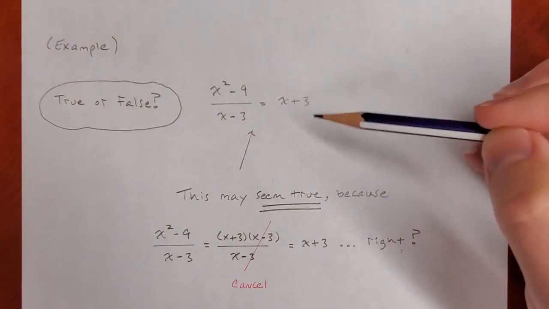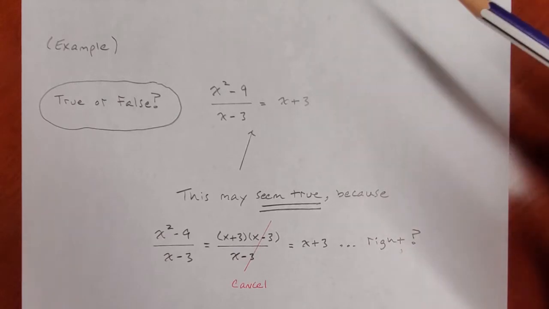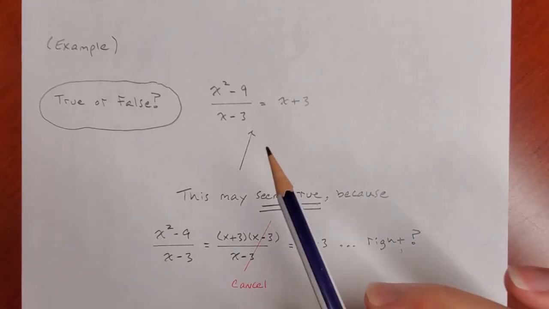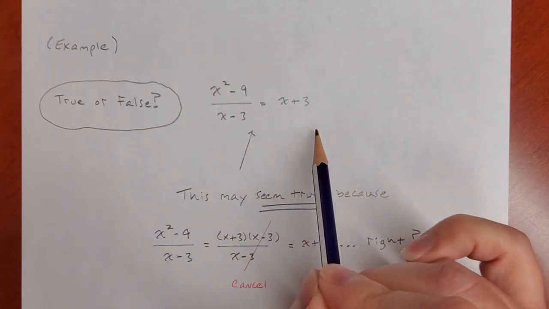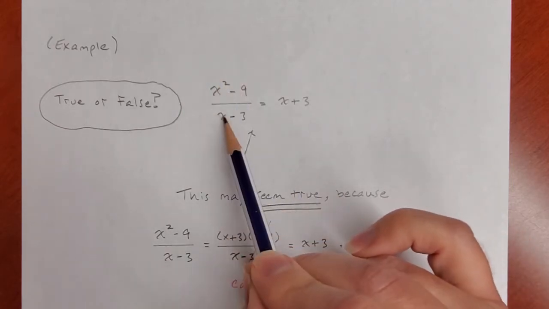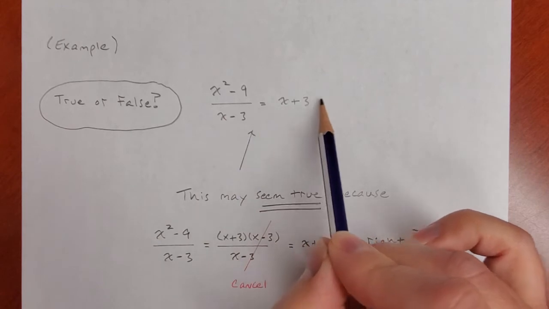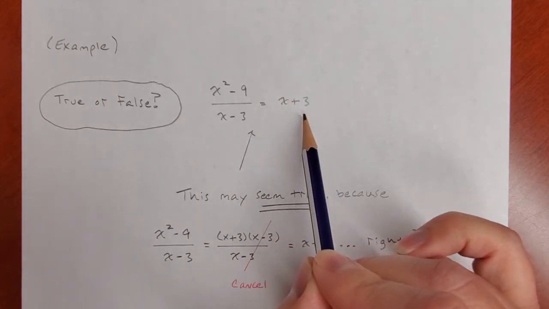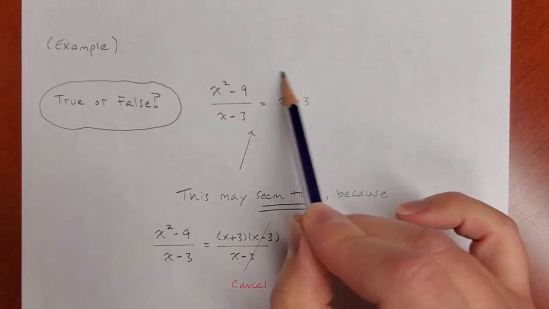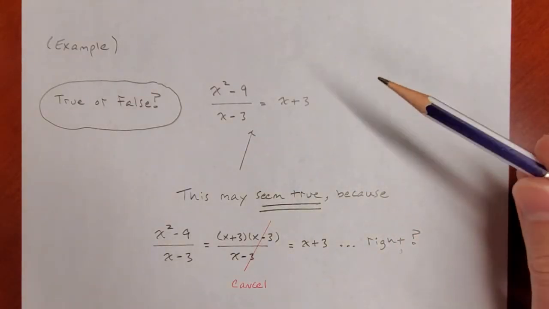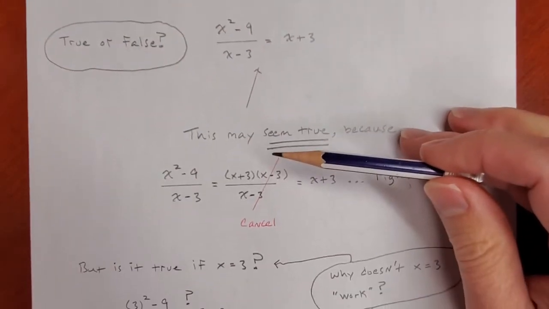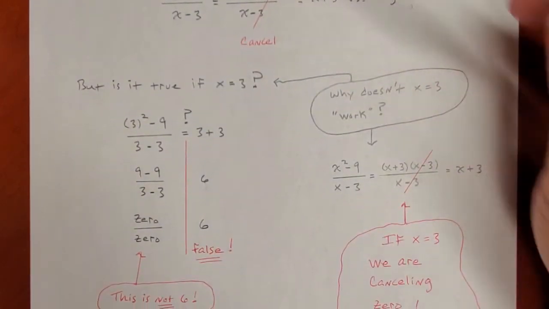So here's a challenge for you. Just take a minute and think about this. Can you think of a number that if I were to put it into this statement, what you get on this side would not be equal to what you get on that side? Can you think of a number that would make this statement false? That number turns out to be 3.